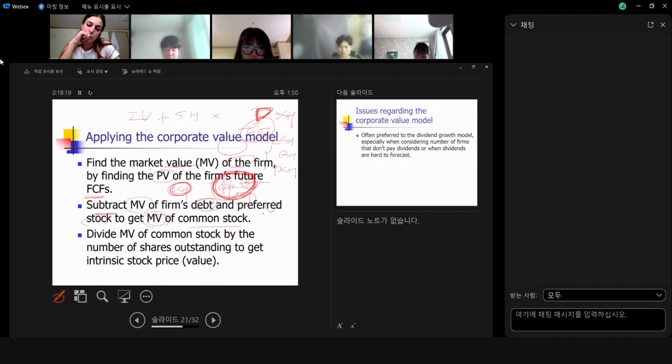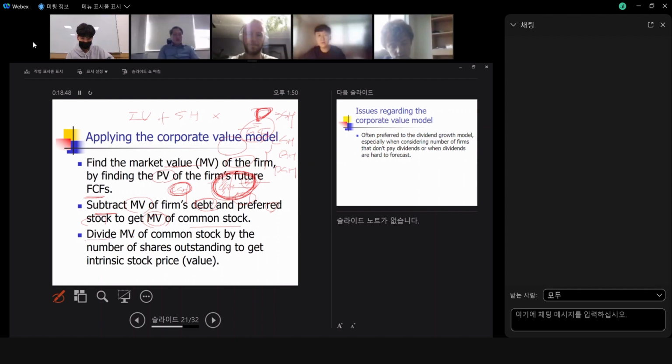All right. So the starting point is different. In the dividend discount model, we only consider the stockholders' value, whereas in the corporate valuation model, we calculate the value of the entire firm first, and then we subtract the value of the bonds and the value of preferred stock to get the market value of common stockholders, right? And then divide the market value of common stock by the number of shares outstanding to get the intrinsic value per share. This is the procedure to calculate per share.